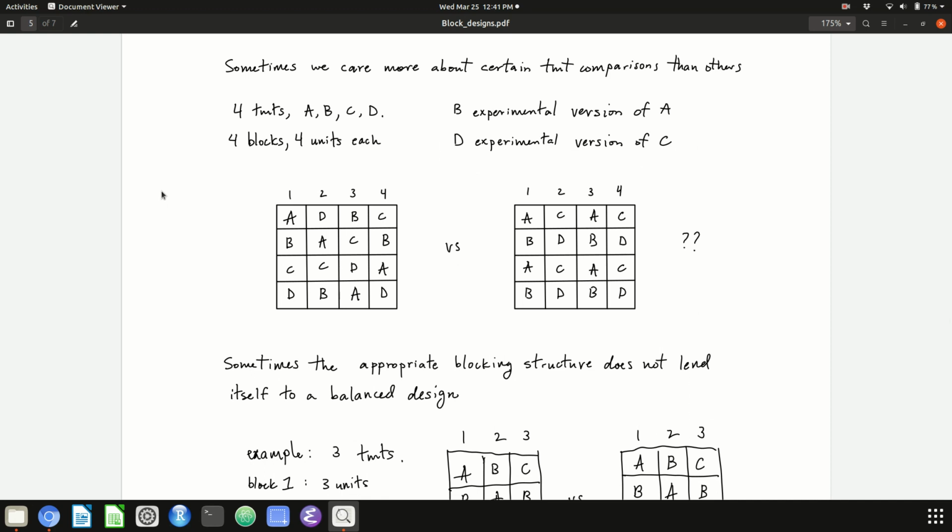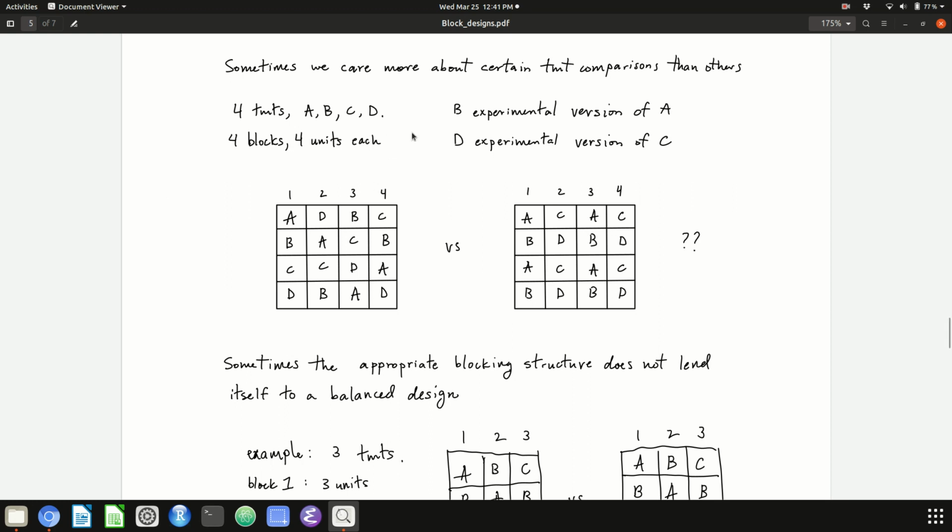So sometimes we might care about certain treatment comparisons more than others. So in this example, you have 4 treatments, A, B, C, and D. You have a situation where you have 4 blocks, and each of the blocks has 4 units, so you could do a complete block design.